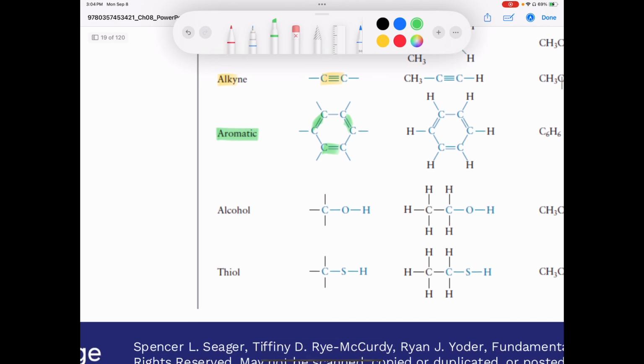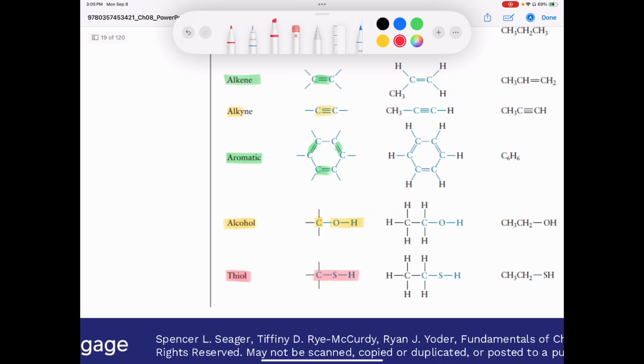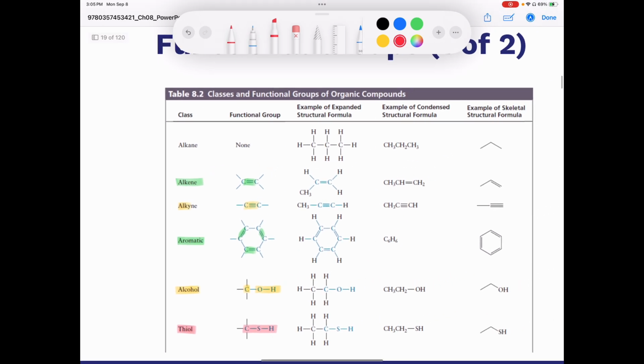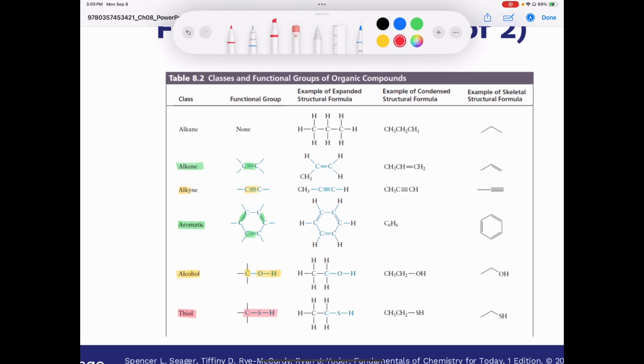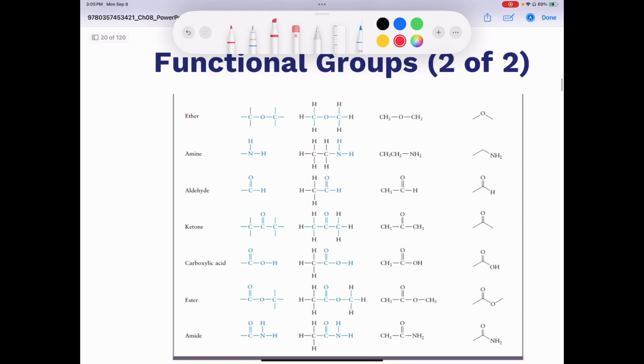An alcohol, just like ethanol, that's found in alcoholic beverages: if you have an oxygen and a hydrogen attached to each other like this, and the oxygen is attached to a carbon, we call that an alcohol. If you replace the oxygen of an alcohol with a sulfur, that's what we call a thiol. Thiols are very stinky compounds. All right, and you can see they've given you some examples here, and they've also drawn the skeletal structure of these functional groups. Okay, next page.